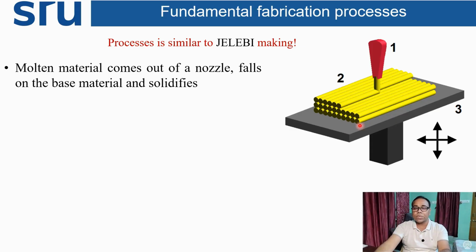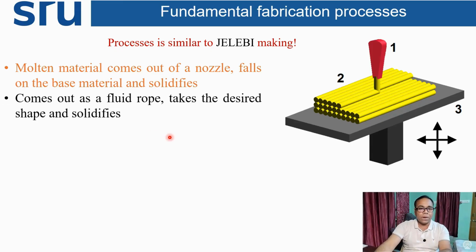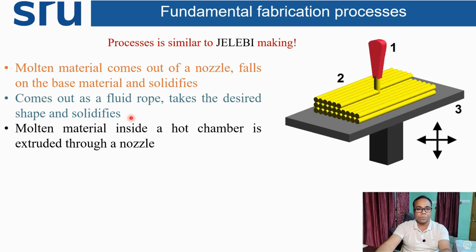Once that liquid material falls on the build platform, it will be solidified, and after that the next layer will be repeated. In this way, once one layer is printed, the platform will come down by one layer thickness. It is a similar phenomenon to coming out as a fluid rope, taking the desired shape and solidifying on the build platform. The molten material from the hot chamber is extruded through the nozzle.